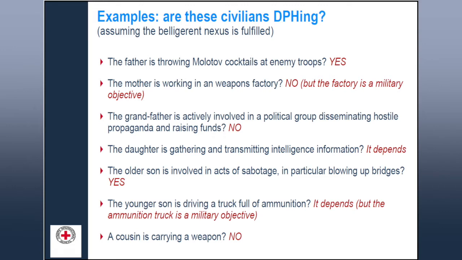Sabotage, it is. Driving ammunition, it's the same as transmitting intelligence information. If it's bringing ammunition to a frontline position which is engaged in combat, of course, that's part of that combat operation, but not if you move ammunition between warehouses. Now, again, the munitions themselves, they are military objectives. And carrying a weapon as such is not sufficient. You have many people carrying weapons in Afghanistan or in Texas or in plenty of places. That doesn't make you a lawful target.